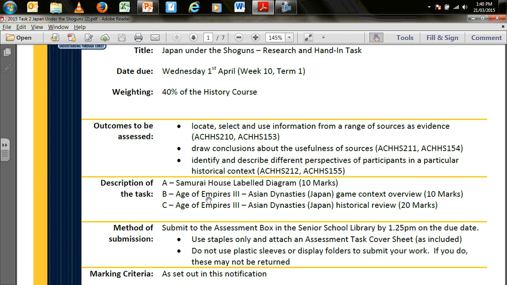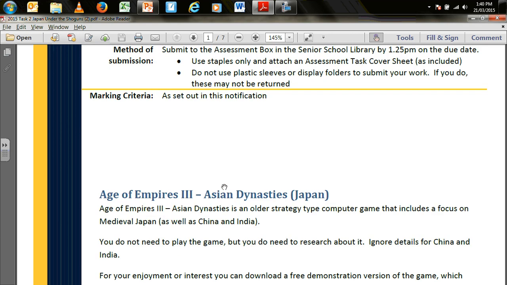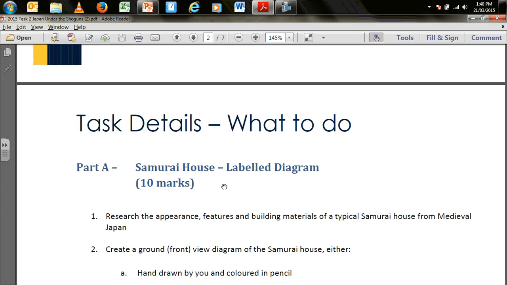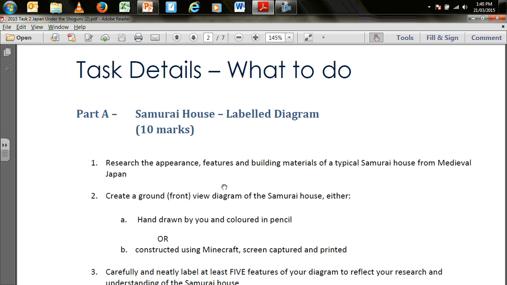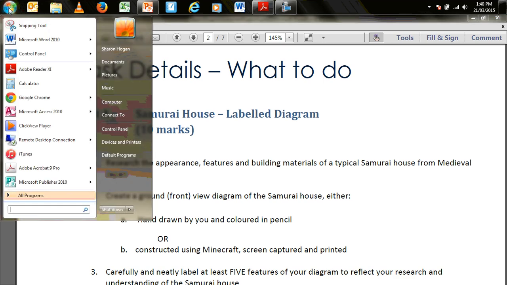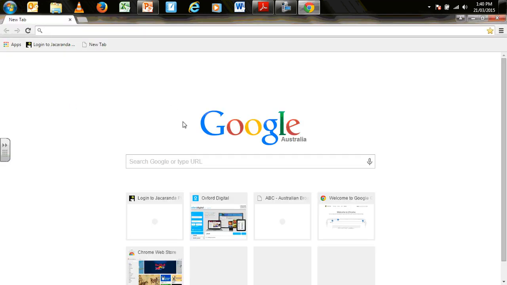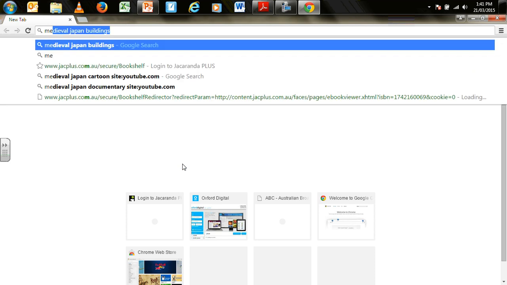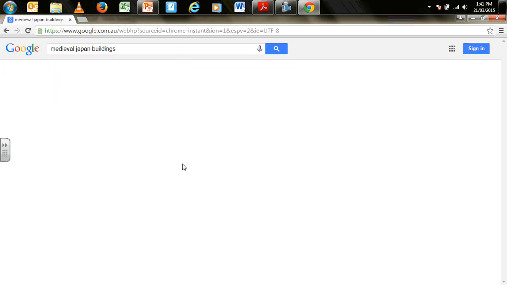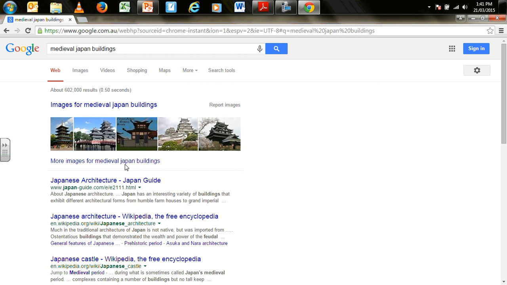We're going to start looking at the samurai house label diagram, and that's this part here, and most of you should have started this or even finished it as part of your homework. If you haven't, I really would like to show you a couple of little things where you can maybe start to find some information. But first of all, I'd like to show you the kind of buildings that they had at the time, not just the samurai buildings, but the buildings in general.